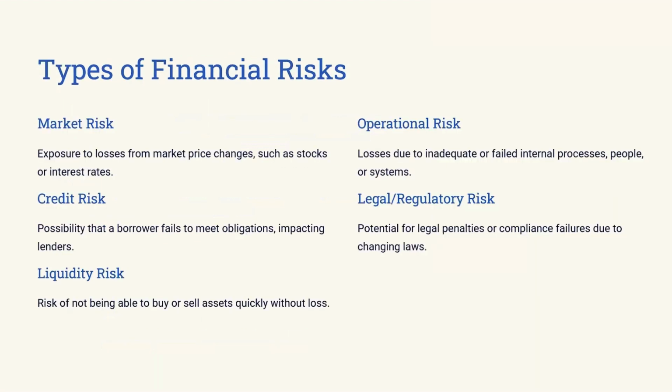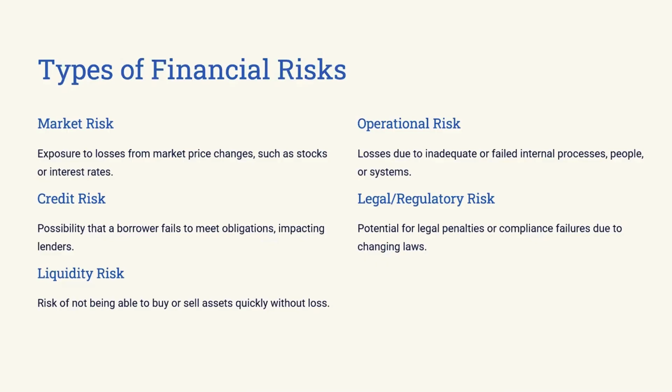Let's move to the next slide, which is about types of financial risk, which I have covered. First one, the market risk, credit risk, liquidity risk, operational risk, and legal and regulatory risk. First one is the market risk, exposure to losses from changes in market prices, such as stocks and interest rates. For example, the value of a stock portfolio decreasing due to a general market downturn. Second is the credit risk, the possibility that a borrower will fail to meet their obligations to lenders. For example, in the real world, a company defaulting on its bonds, causing bondholders to lose their investment.